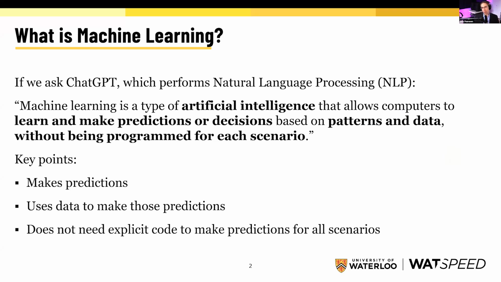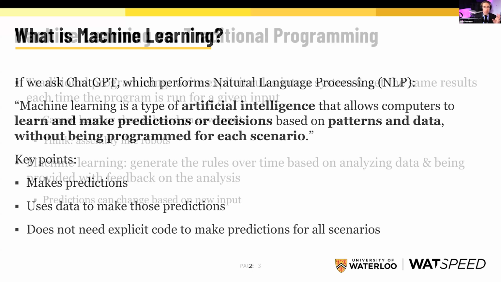So what is machine learning? Well, let's ask ChatGPT. And I think in this case, it came up with a fairly good answer. Machine learning is a type of artificial intelligence that allows us to learn or make predictions based on patterns in data without having to be programmed for each scenario. And I want to call attention to the three key points. We're making predictions, using data to make those predictions, and we do not need to write code for all the different possible output scenarios. And this is very different from your traditional programming model.